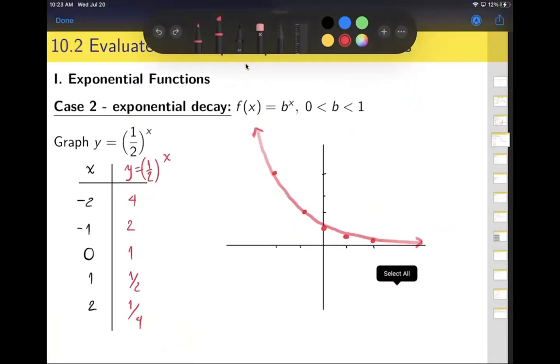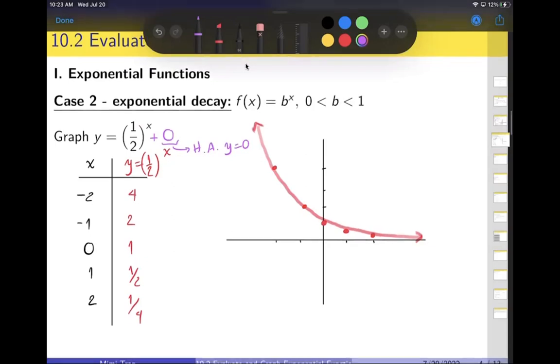Notice that the horizontal asymptote is still y equals 0. Why? Because again, remember the horizontal asymptote is determined by whatever number is being added to the function, right? So here there is nothing, so I can rewrite it as 1/2 to the x plus 0. So here is your horizontal asymptote, y equals 0. That's why it's 0. Again, if I add 1, it's going to shift up 1. If I add 2, shift up 2. If I add -3, it shifts down 3. Right? We did transformations before.